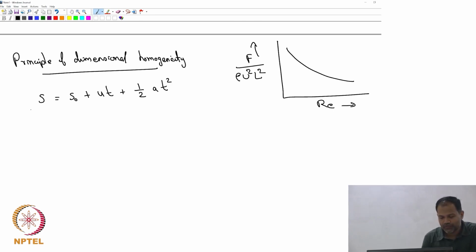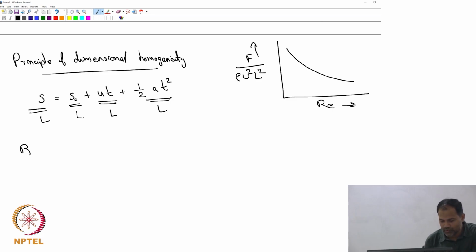What would be the dimension of each of them? S will have the dimensions of length, S0 will have the dimensions of length, ut will have the dimensions of length, meter per second into second, at square will have the dimensions of length. Okay, so all terms basically have the same dimensions, and that's known as the principle of dimensional homogeneity.